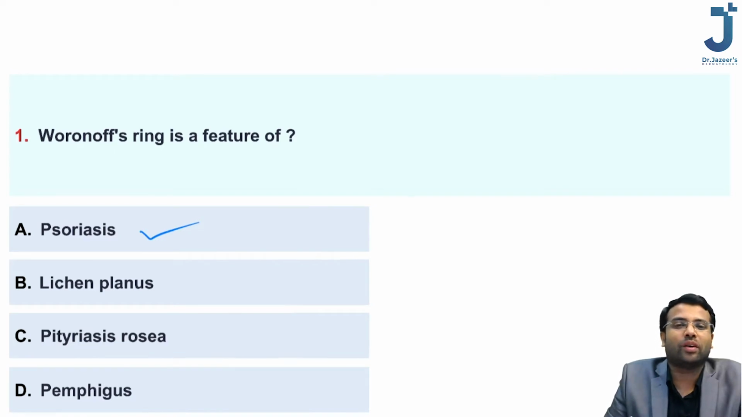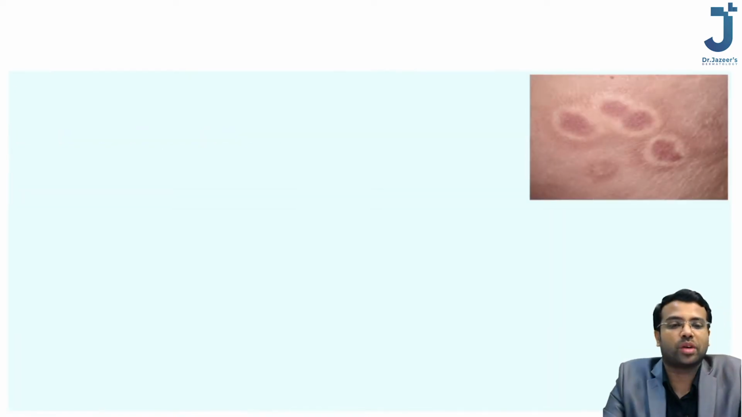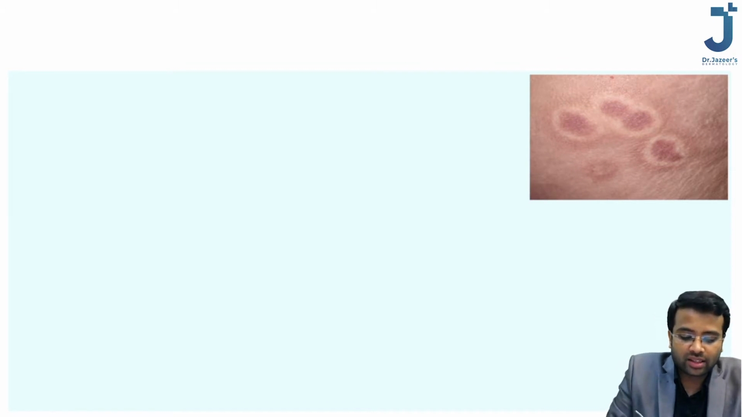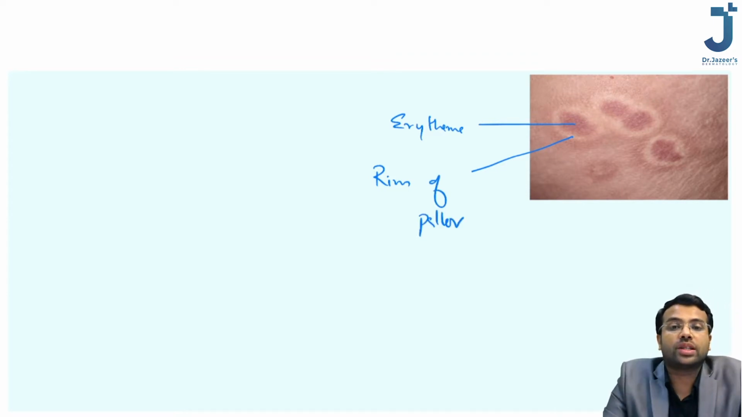Now what do you mean by a Voronoff ring? So you can see this image here. In this image you can see that there is a central area of erythema followed by a rim of pallor. So in some patients of psoriasis, you will be able to see such a lesion where the central part would be red in color followed by a rim of pallor, and this is called a Voronoff ring, and this is typical for psoriasis.